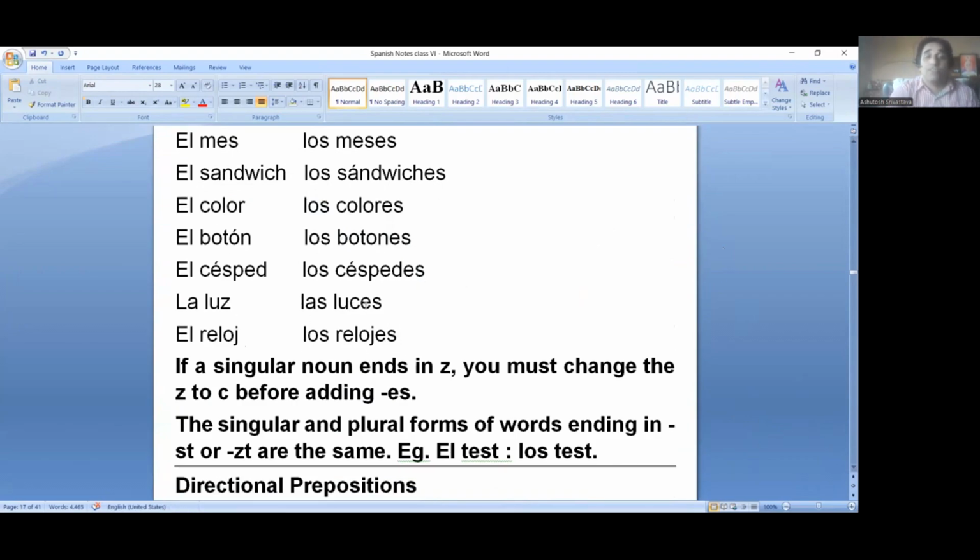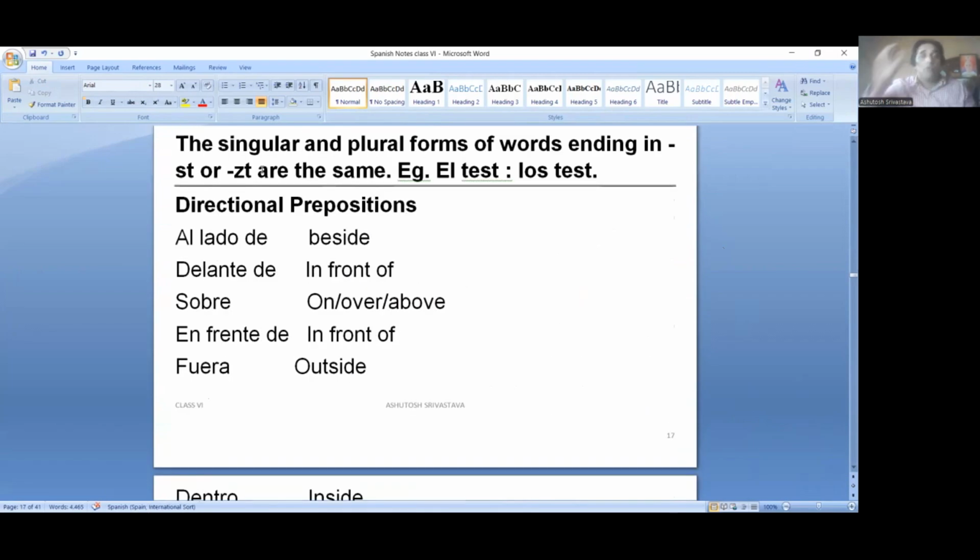Okay, so it's not luzes. First of all, replace Z with C. Las luces. Next rule says the singular and plural form of words ending with ST or ZT are the same. The example is el test, los test.